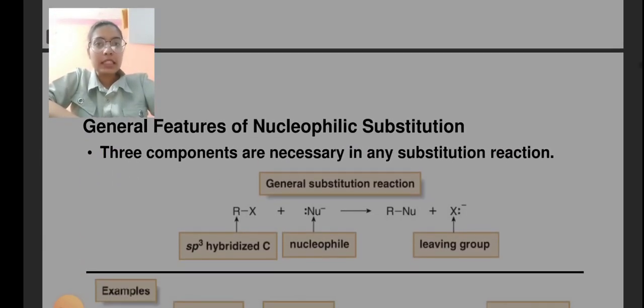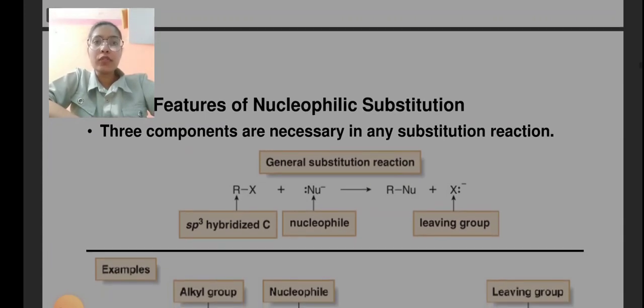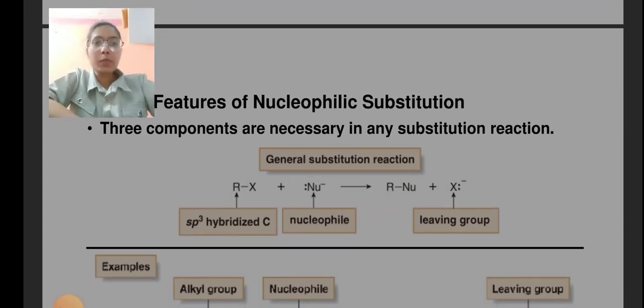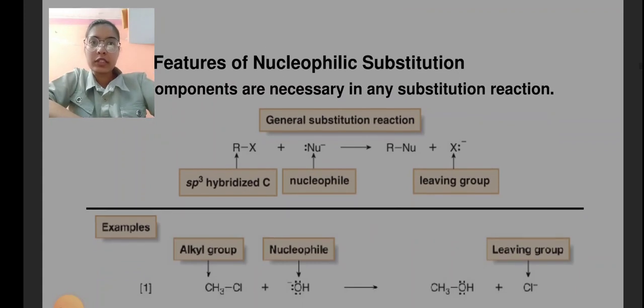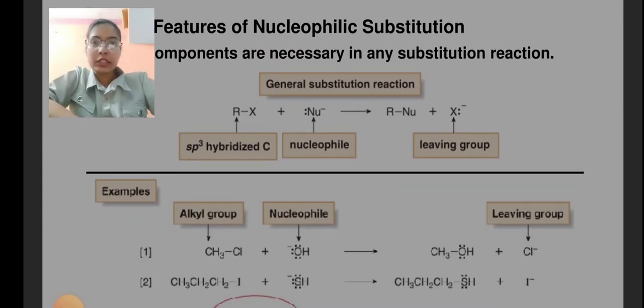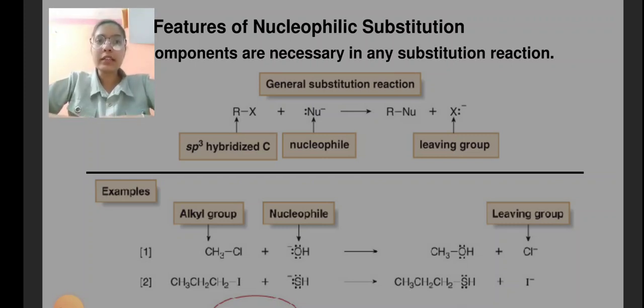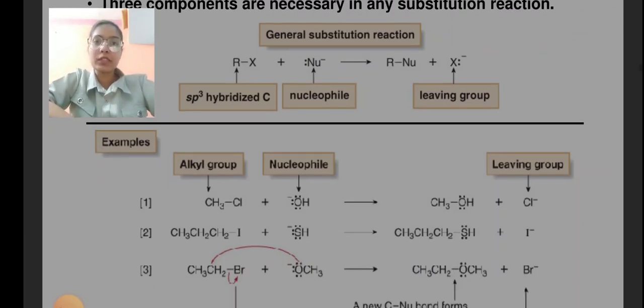Now let's see general features of nucleophilic substitution. Three components are necessary in any substitution reaction. General substitution reaction: RX plus nucleophile gives R bonded to the nucleophile plus X negative. Here we see an sp3 hybridized carbon bonded with a halogen, and then the nucleophile reacts with it and forms R bonded to the nucleophile, and here the leaving group is X negative, which is the halogen.